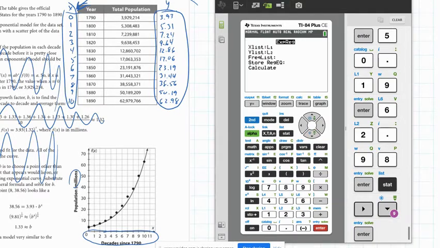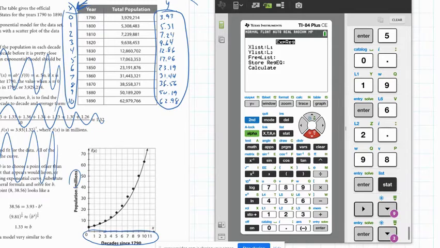Okay, now at this step, your calculator may look a little bit different than mine. If yours looks like this, then you can follow these steps. If your calculator looks a little bit different, I'll go through those steps as well. And so our x's are in list 1, our y's are in list 2. So I'm going to accept both of those. The frequency list we don't need.